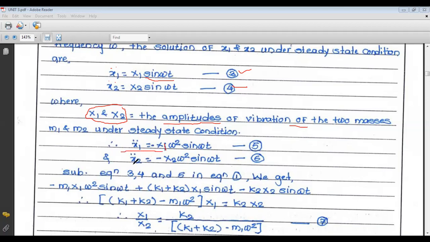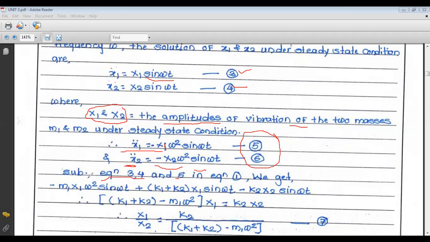Similarly, for x2 double dot, differentiating equation number 4 twice, we get minus X2 omega square sine of omega t. So these are x1 double dot and x2 double dot, equation number 5 and 6. Now substitute equation number 3 and 4 and equation number 5 in equation number 1.